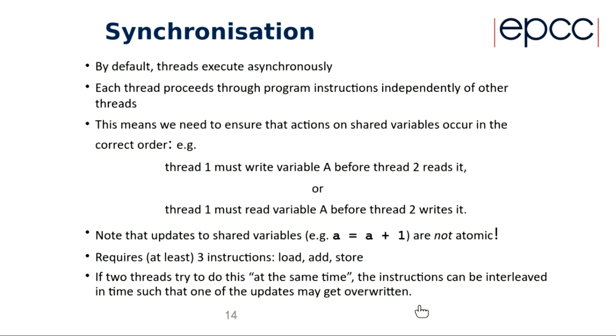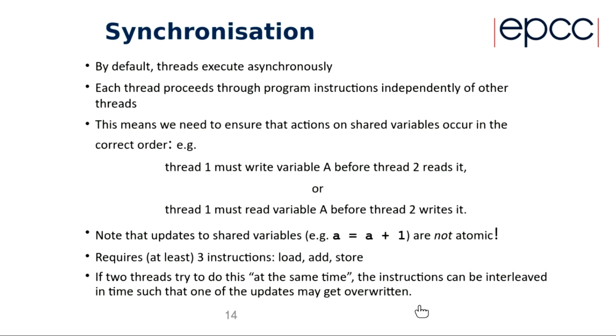Okay, so we move on and talk about synchronization. By default, threads are executing asynchronously. That means that each thread proceeds through the program instructions independently of other threads, and that may happen at different rates. So we have no guarantee that even if threads are executing the same piece of code, they are executing in the same part of the code at the same time.